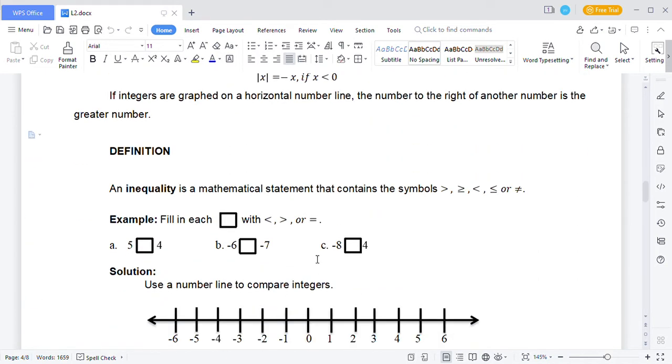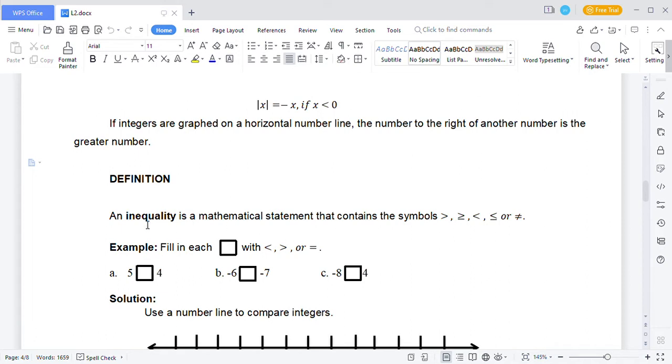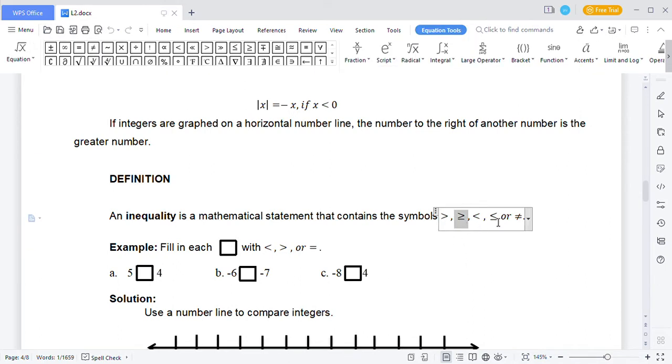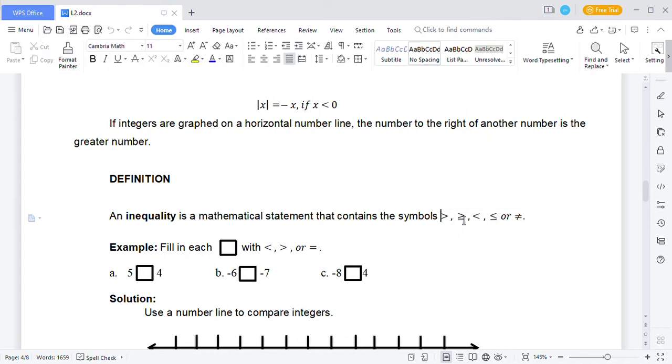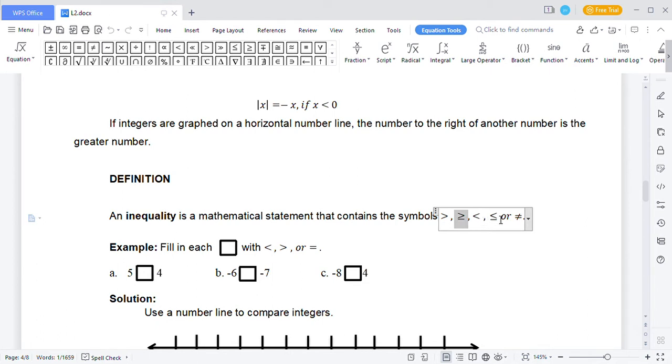Next, we also have another definition: an inequality is a mathematical statement that contains the symbols greater than, greater than or equal, less than or equal, or not equal. So we will fill in each box here with less than, greater than, or equal. So we have letter A, where we will put the symbol.